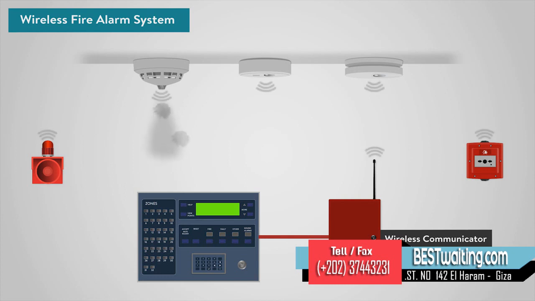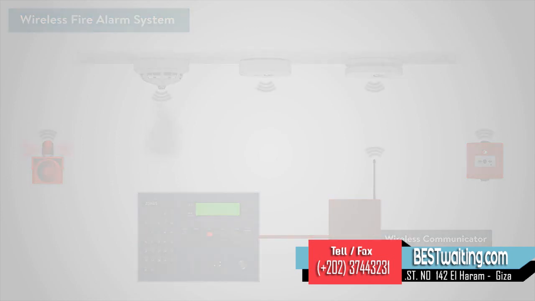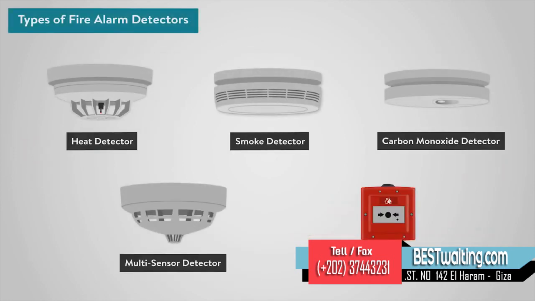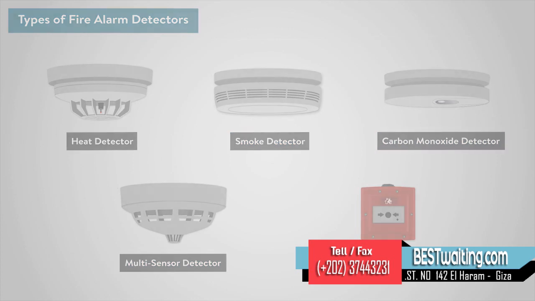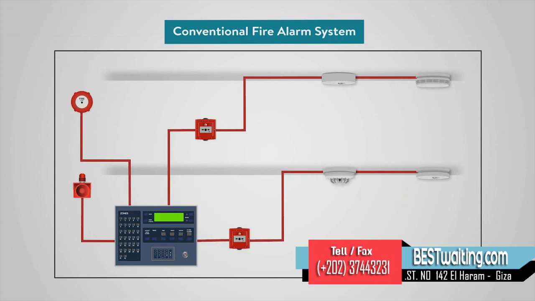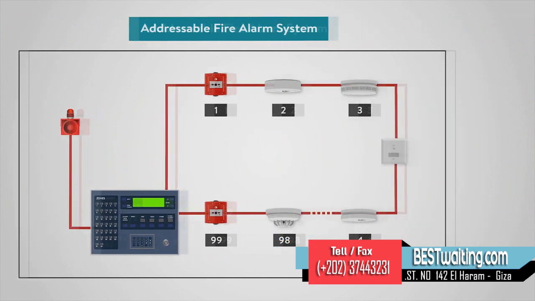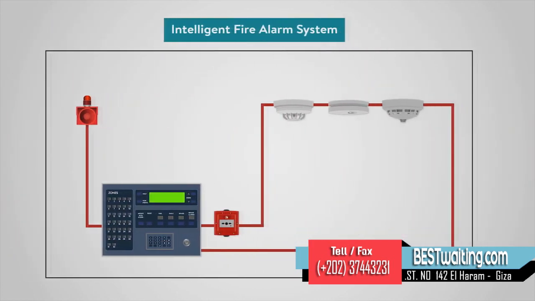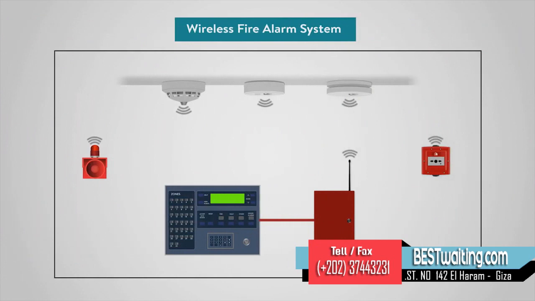In this video, we have learned that fire alarm systems are fitted in many buildings we encounter every day, and that they are used to warn people within the building of an emergency fire-related situation. We discussed the main types of detectors: heat detectors, smoke detectors, carbon monoxide detectors, multi-sensor detectors, and manual call points. And finally, we looked at the different types of fire alarm systems: conventional, addressable, intelligent fire systems, and wireless systems. We hope you enjoyed this short introduction to fire alarm systems.